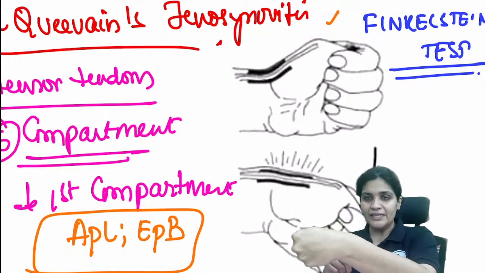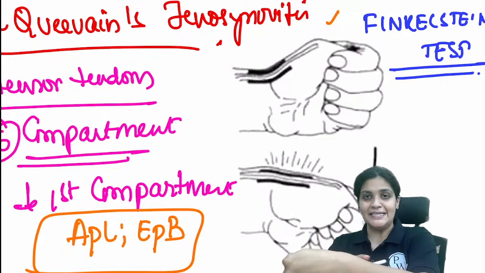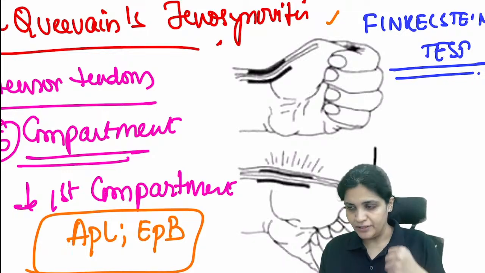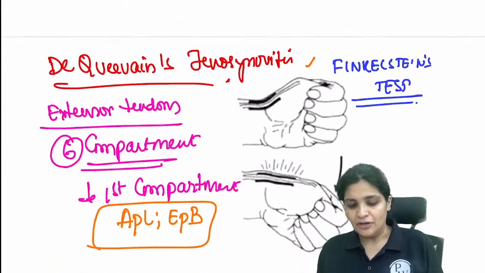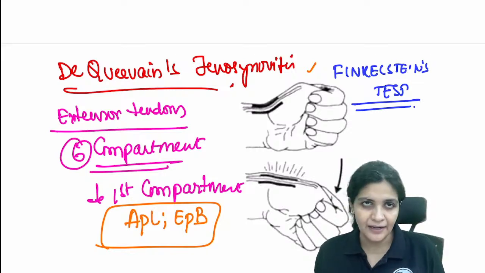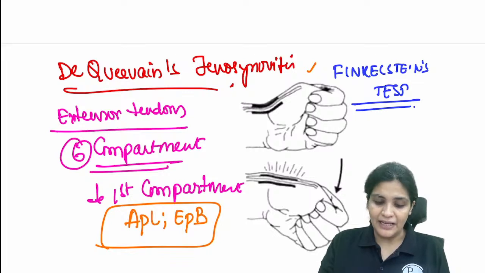Whenever you do this, there will be a stretch on the first extensor compartment, and you will have pain on doing so. So this is called de Quervain's tenosynovitis, right? This is one of the important things you have to remember, and they will ask you questions regarding the special test also.